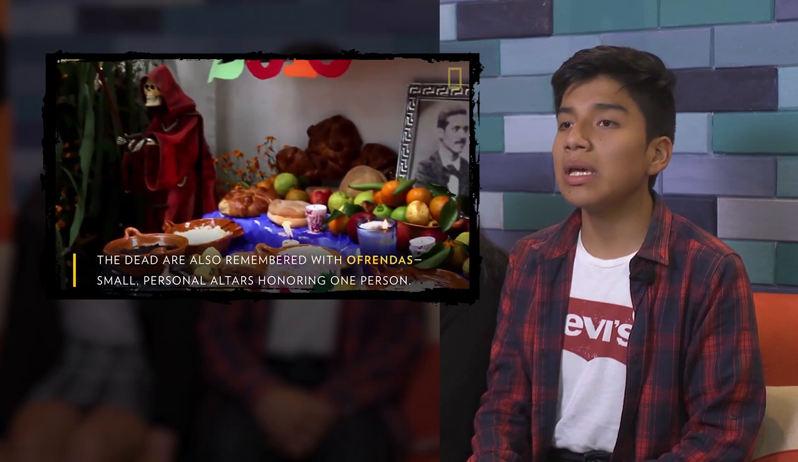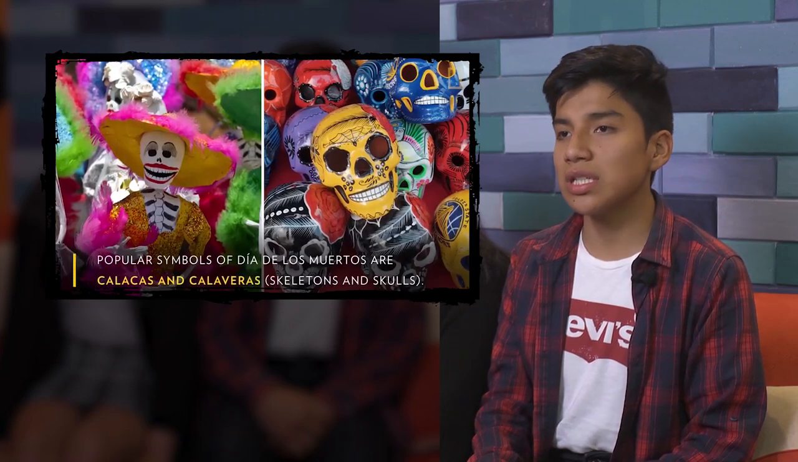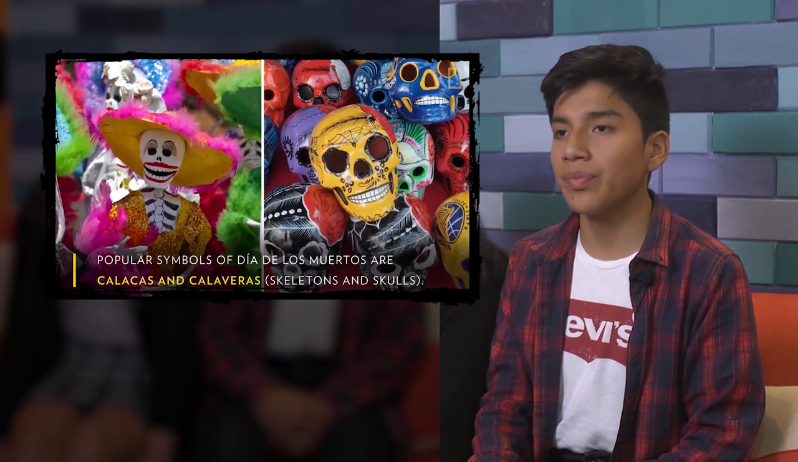And for that, they make little offerings. The offerings include possessions and objects that the deceased liked most. Also, it has scrolls made of chocolate and sugar, candles and bright colors to catch the attention of everybody who is there. Thank you.